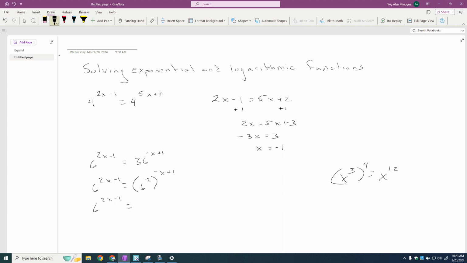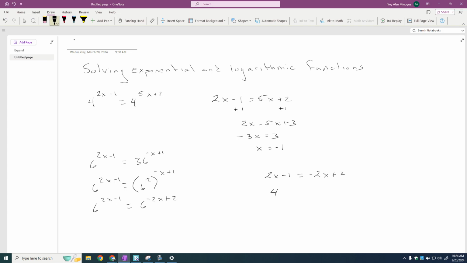2 times a negative x is a negative 2x. 2 times 1 is 2. Now my bases are the same. I'm right back to question 1. And I'll take my exponents, which is 2x minus 1, and I'll set it equal to the other exponent of a negative 2x plus 2.